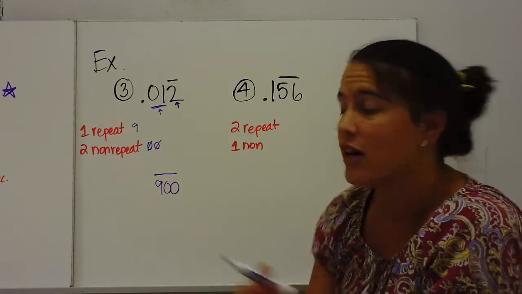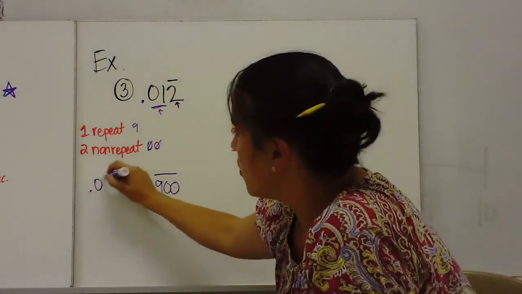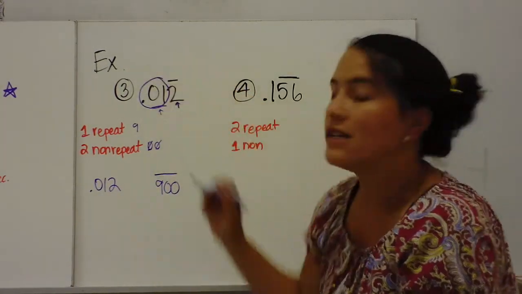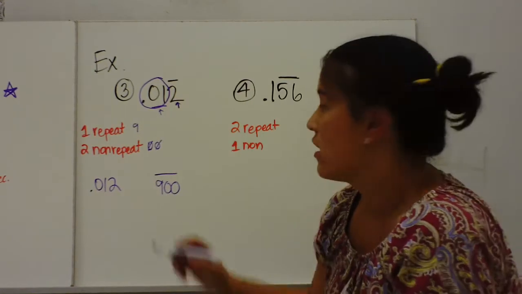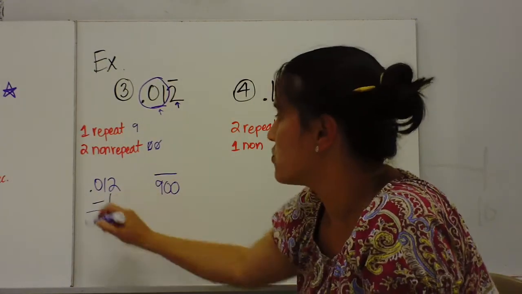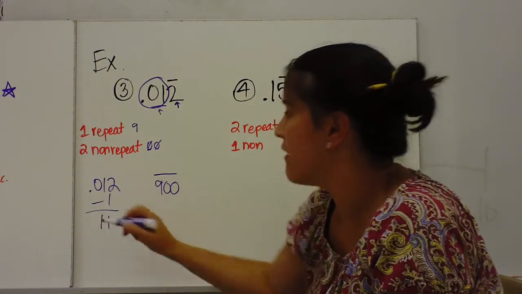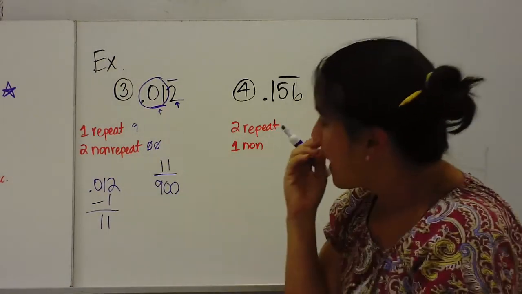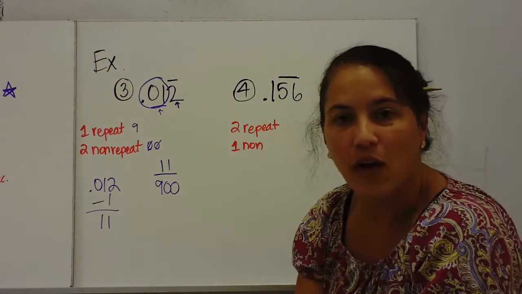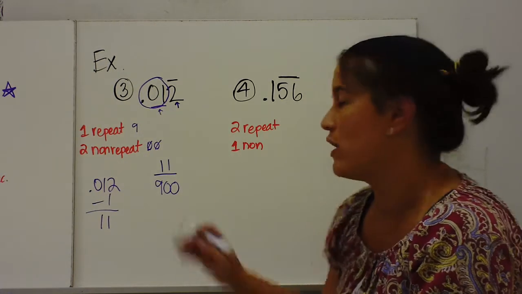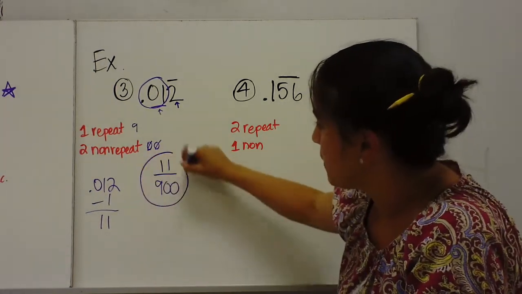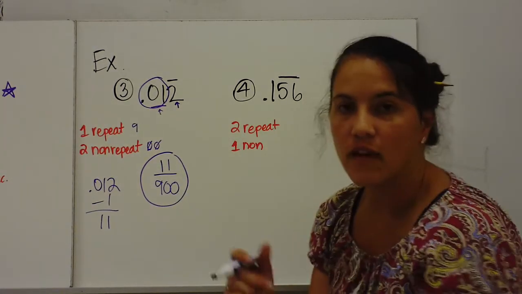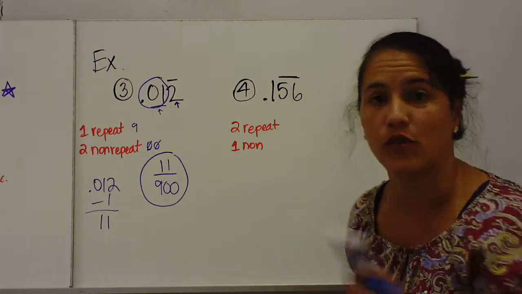Now my numerator, I have to take 0.0112, and I need to subtract the non-repeating part. So that's 1. So I'm going to subtract 1. 12 minus 1 is 11. So my numerator is 11. And 11 is prime, and so we know that we can't simplify it anymore. So my answer is 11 over 900. Let me practice one more with you before you do it on your own.